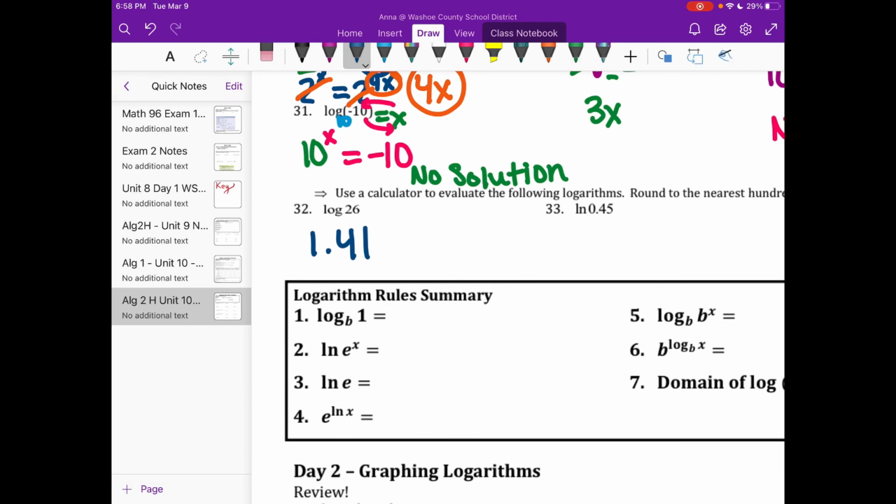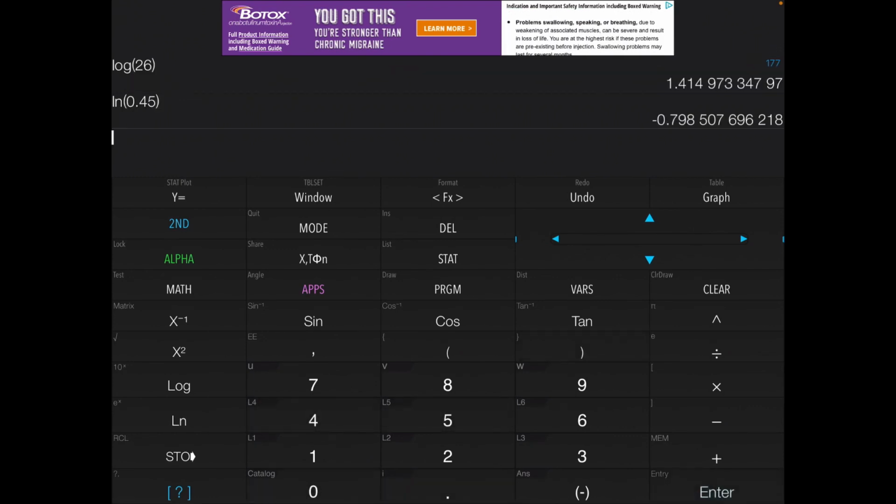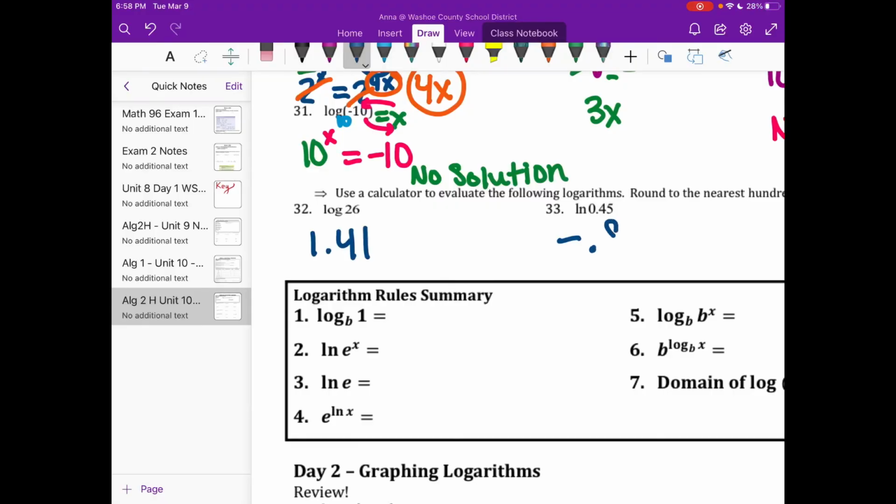Okay. Same thing with number 33. Number 33 is ln. So literally right below log is ln. So I'll put ln in, and my value is 0.45. And all I got to do is push enter. And my decimal is negative 0.798. Let's go ahead and round this to negative 0.80.